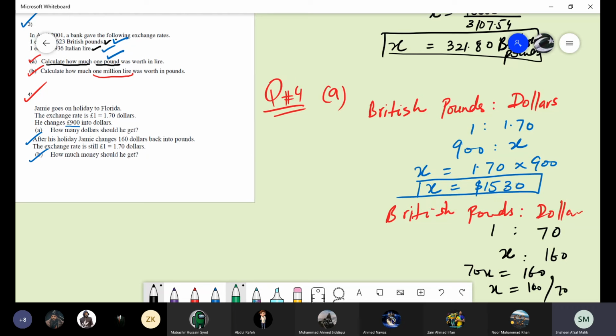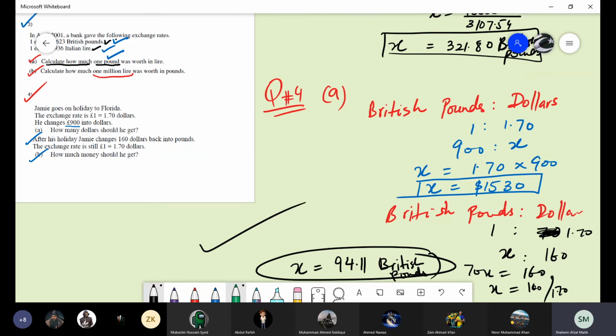What will be the answer? Ma'am, it is 1.70. So what's the answer? 94.11. 94.11 British pounds. Very good. So in this way, we have done with the money exchange worksheet. This was the last topic you have to revise for your exam.